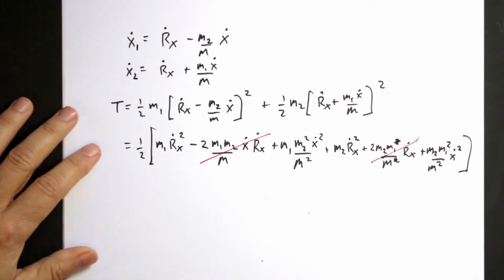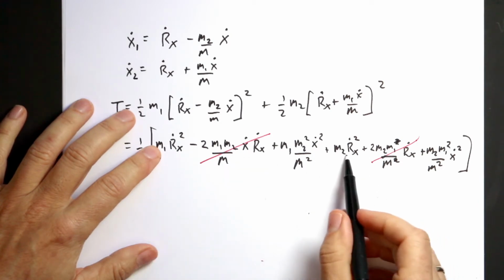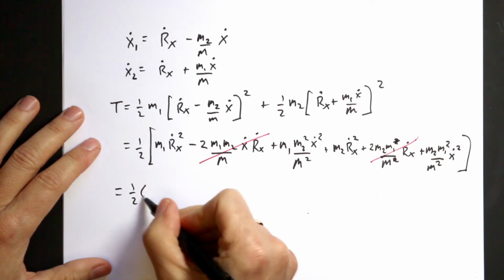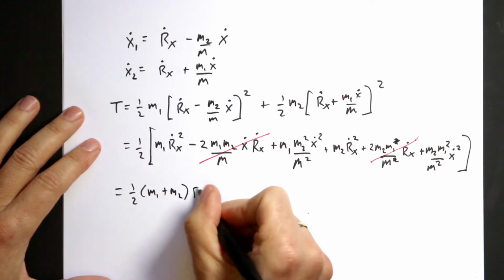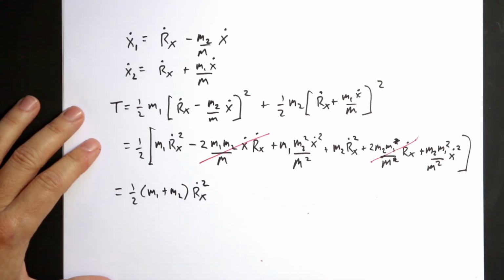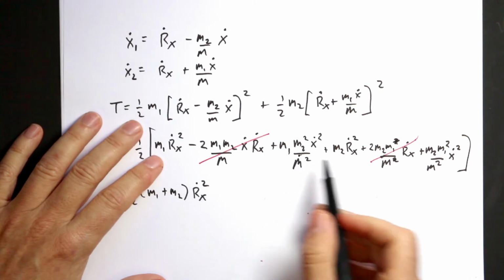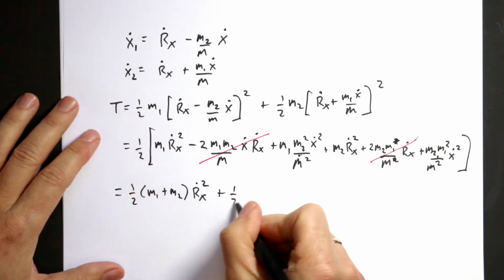Then I can combine. Here I have m1 R_x dot squared. I have m2 R_x dot squared. So let's combine those two terms. I get 1/2 (m1 plus m2) R_x dot squared. Now I can combine these other terms. I have this term and that term. So I get plus 1/2.